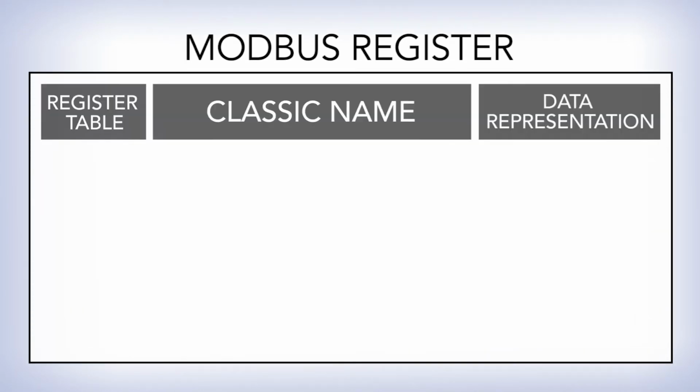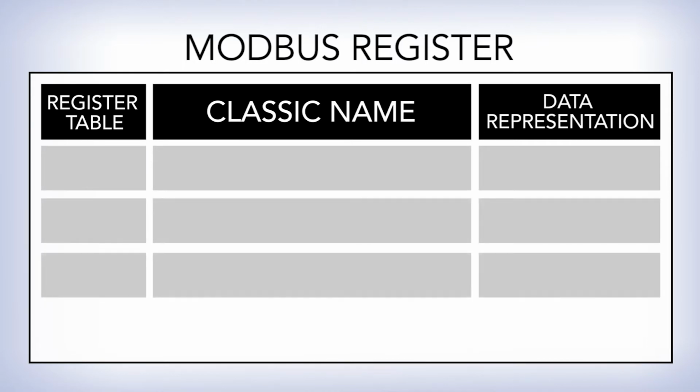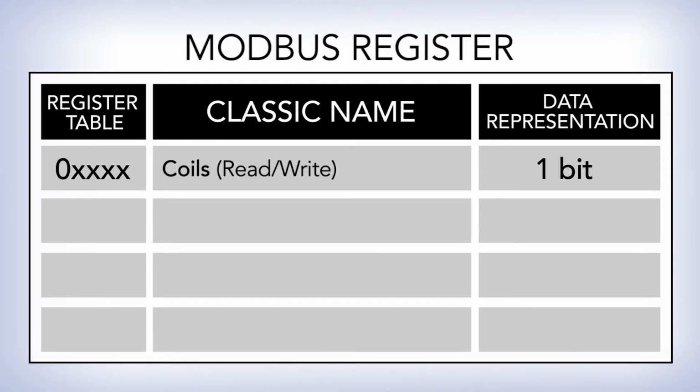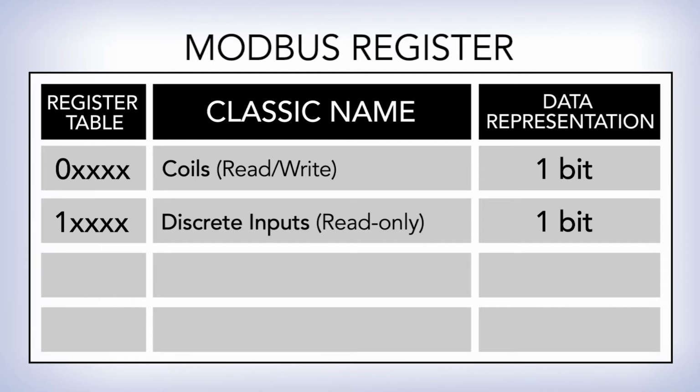To read and/or write to a Modbus slave, you must access one of the Modbus registers. Modbus has 4 registers. The coils register, used to read or write Boolean values, such as controlling a coil of a relay. Discrete inputs register, that contains read-only values of Booleans.